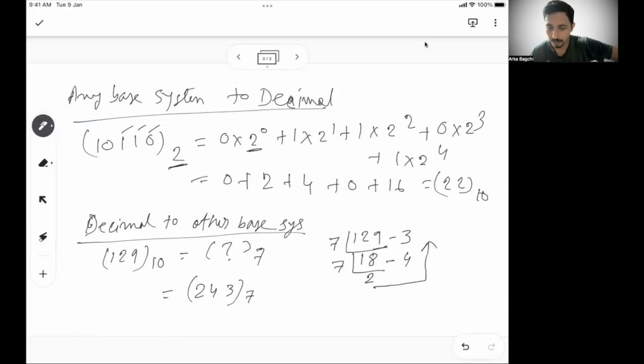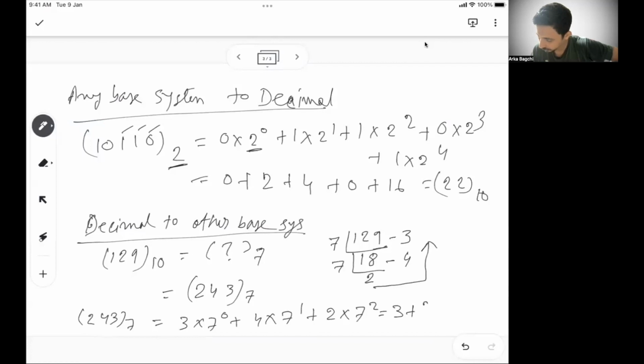If you want to check this, you know how to convert 243 in base 7 to a decimal system. Let's do that. 243 in base 7 should be the same as 3 into 7 to the power 0, plus 4 into 7 to the power 1, plus 2 into 7 squared. So the first one is 3, the next one is 28, and the last one is 98: 49 into 2 is 98.